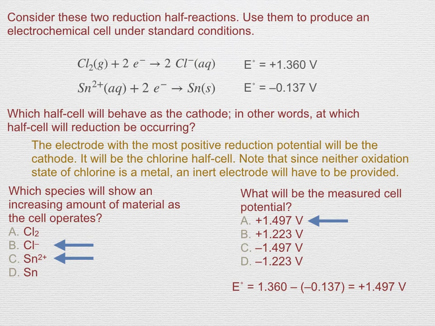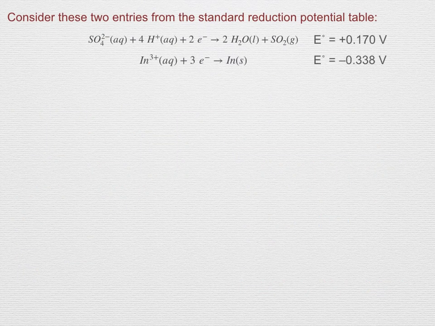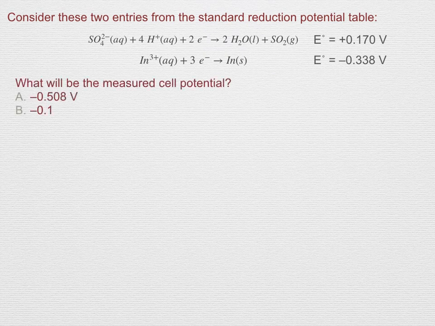Well, here's another question. Consider these two entries from a standard reduction potential table. We've got sulfate reduced to form sulfur dioxide, and indium 3 plus reduced to form indium metal. What will be the cell potential? Minus 0.508, minus 0.168, plus 0.168, or plus 0.508? Well, the answer is D, plus 0.508.